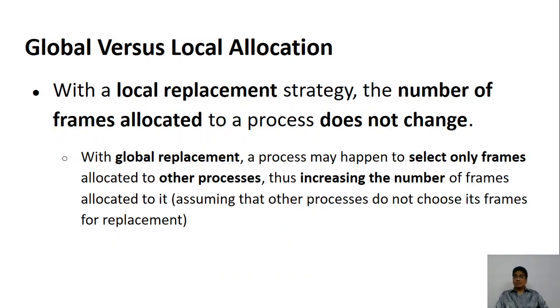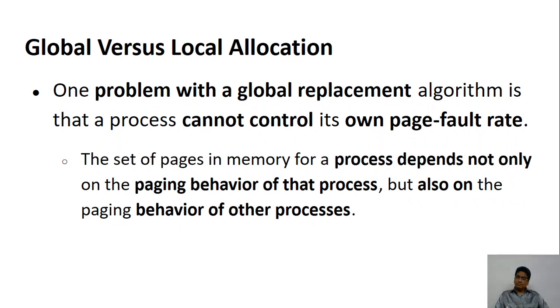Now what about the local replacement? They do not venture into that, because they are a very goody kind of situation wherein I don't disturb the others, I don't expect others to come and disturb me. So very great idea, but in the prioritized world it may not work. However, there is one problem with the global replacement algorithm: whenever you use that, a process cannot control its own page fault.